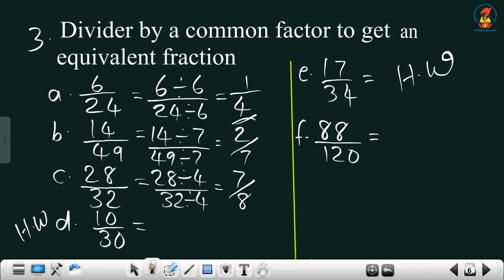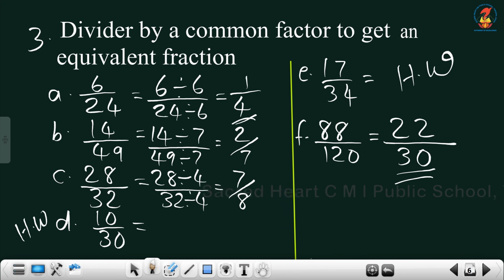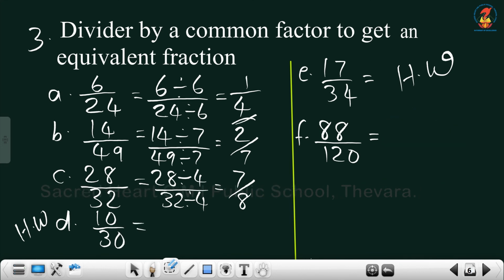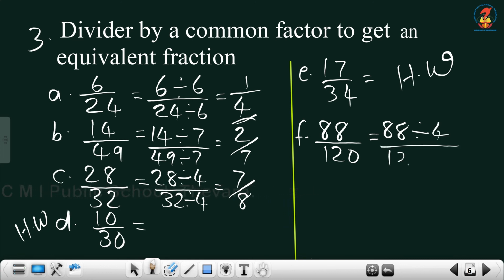88 by 120, which one is the common number? 4, is it correct? Shall I? 88 divided by 4, that is 22, and here 4 3s are 12, so 30 only, right? I can divide by 4. That I will write. 88 divided by 4, and denominator 120 divided by 4. You will get 22 by 30.